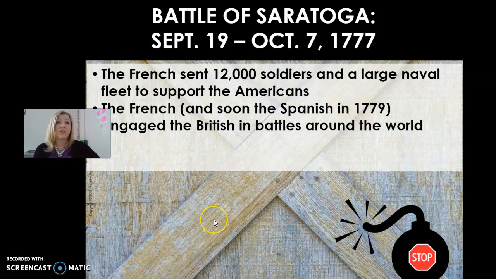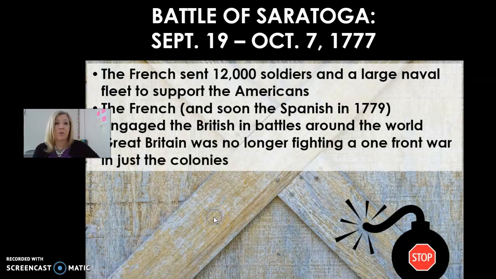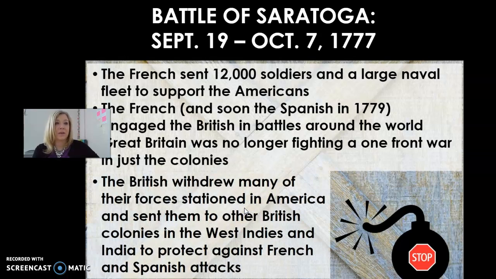And the French and the Spanish, or soon-to-be Spanish, in 1779, engaged with the British in the battles around the world. Great Britain now is no longer fighting a one-front war in just the colonies. So they have it coming at all sides. So because of this, the British withdrew many of their forces stationed in the Americas and sent them to other British colonies in the West Indies and in India to protect against the French and Spanish attacks.